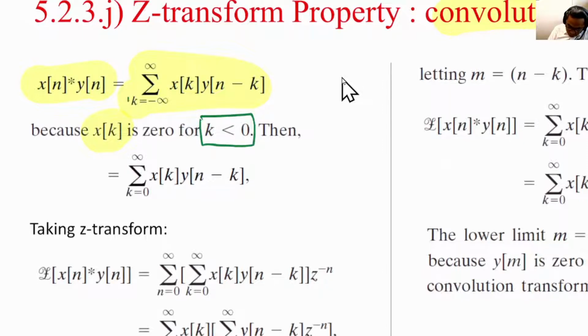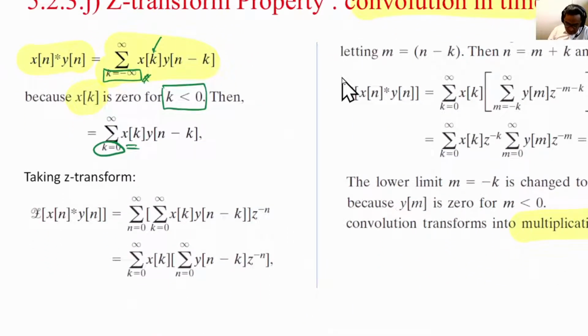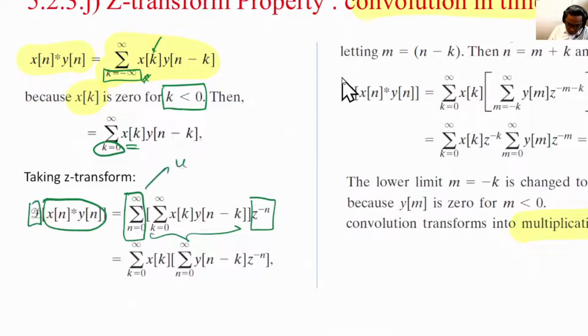So when we assume that, because x[k] is 0 for k less than 0, we are no longer interested in k from negative infinity. We begin with k equals 0 to k equals infinity. Now, what we can do is take the Z-transform of this convolution equation. So this is the Z-transform of the convolution of x[n] and y[n]. Again, we are taking the unilateral Z-transform, so n starts from 0.